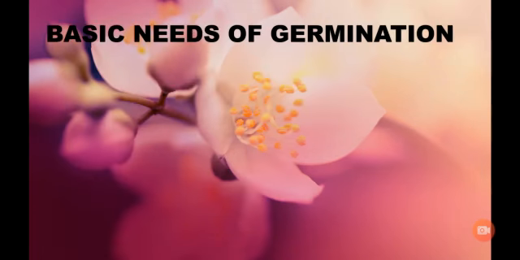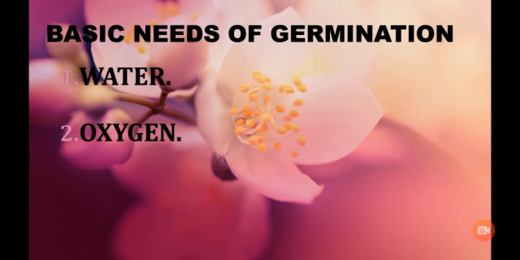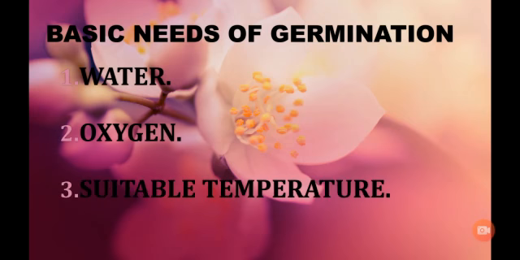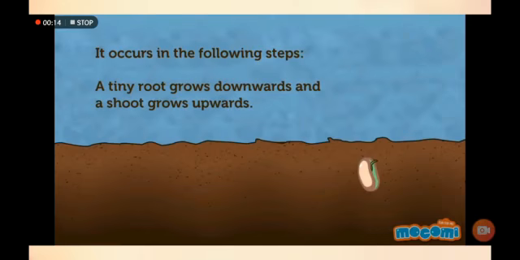Before moving to the procedure of germination, there are some basic necessities or needs of germination, that is water, oxygen, and suitable temperature. If these three requirements are fulfilled, the seed would be able to germinate and would develop into a healthy plant body. But if any of these three requirements are missing, the seed would eventually be damaged and the plant body would not be a healthy one, or the seed would be unable to germinate. Now let's move toward the process of germination. So here is the process.